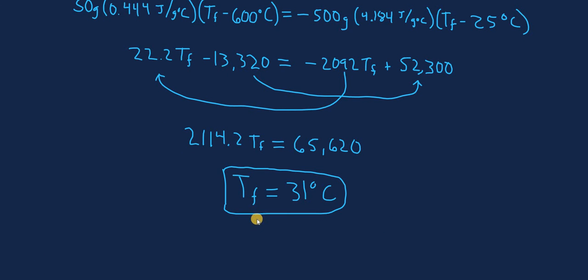And so once you do that, you should get your final temperature as 31 degrees Celsius. And this is the temperature at thermal equilibrium. So Tf is ultimately usually what you solve for in these questions. There are other variables you can solve for. You can solve for specific heat. You can solve for mass. But ultimately, most of the questions involving heat transfer have you calculate the temperature at thermal equilibrium, which is Tf.